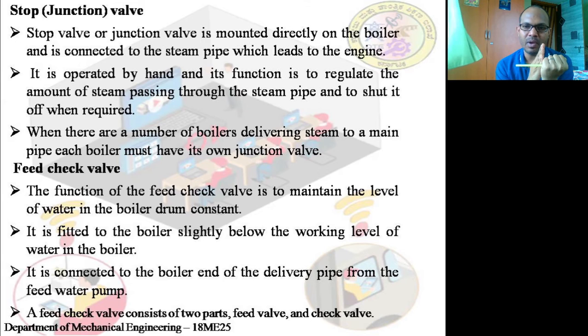So the feed valve will be open when the water level is reduced. It lets the water go inside the drum, and once it reaches a sufficient level in the drum, it switches off the feed valve and closes it with the check valve. Check valve means it closes the movement of the water. That is the use of this feed check valve. It operates automatically. It is always fitted to the boiler slightly below the working level of the water in the boiler.